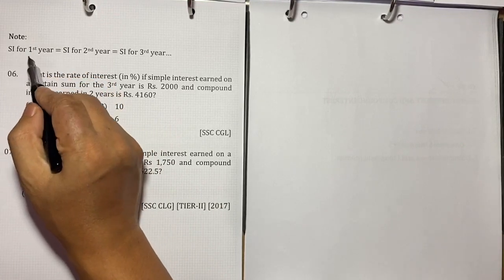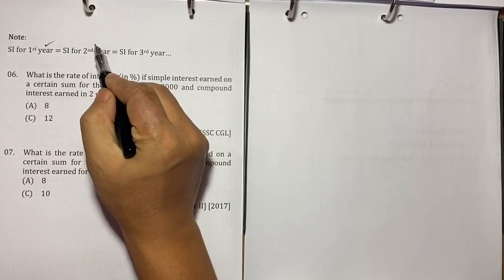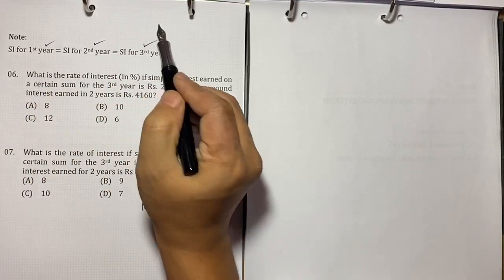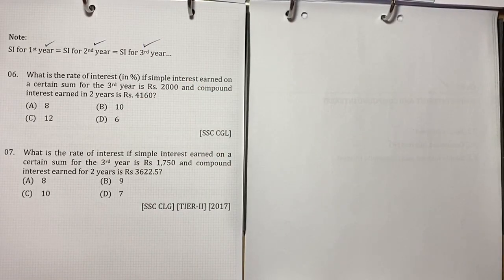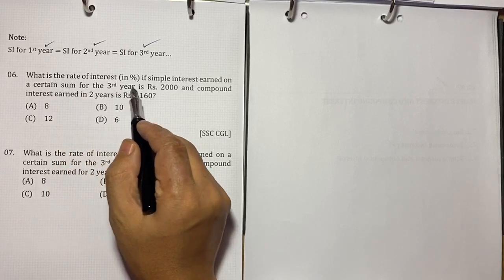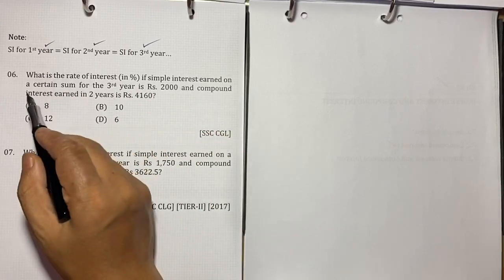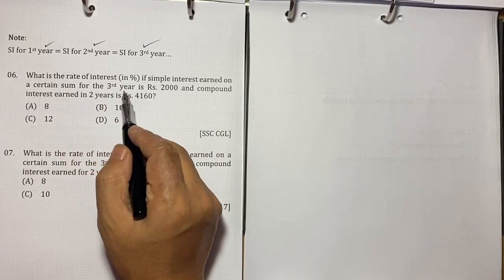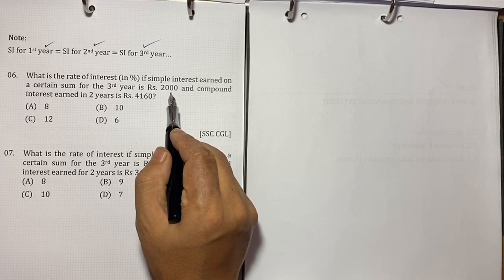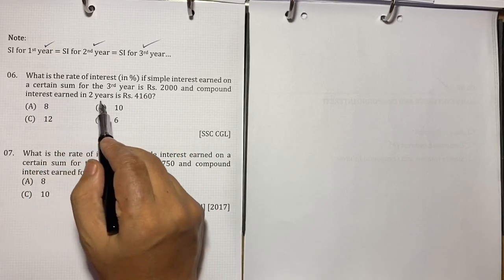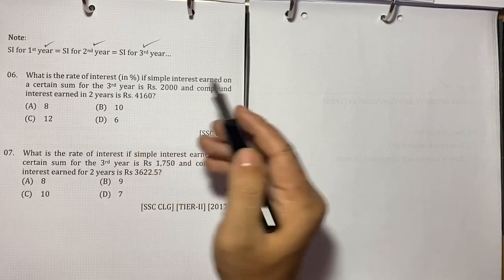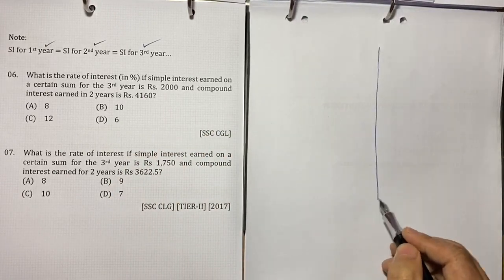Note, simple interest for the first year equals simple interest for the second year, equals simple interest for the third year. What is the rate of interest if simple interest earned on a certain sum for the third year is rupees 2000 and compound interest earned in 2 years is rupees 4160? Okay, let me explain the problem.